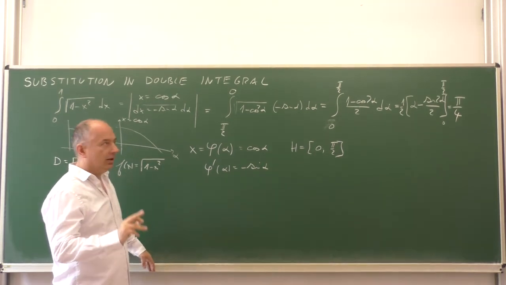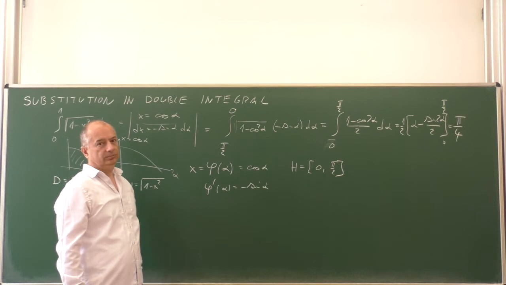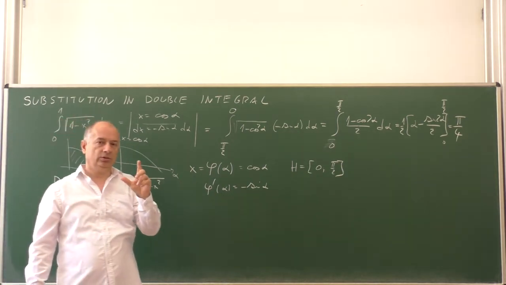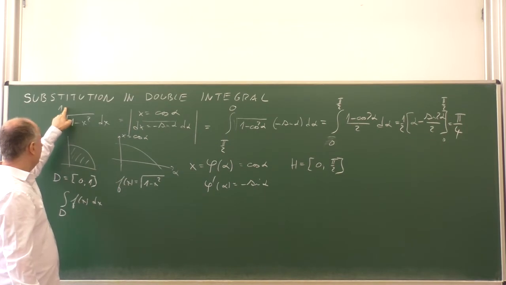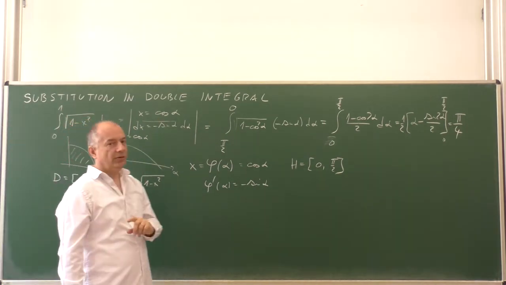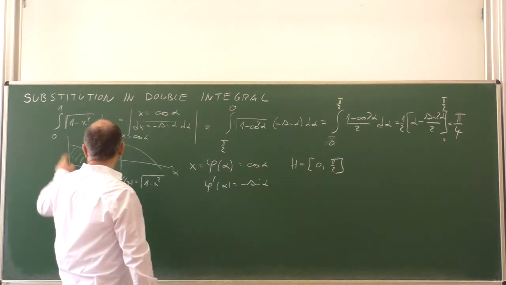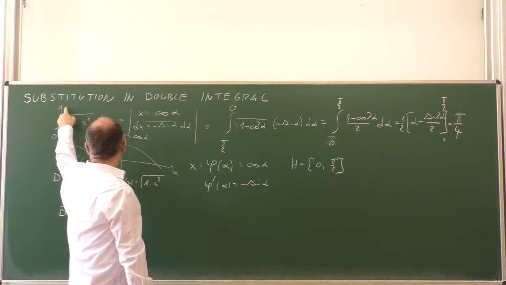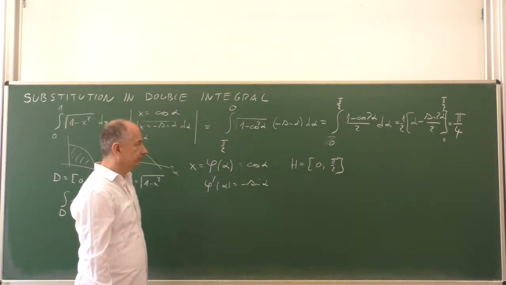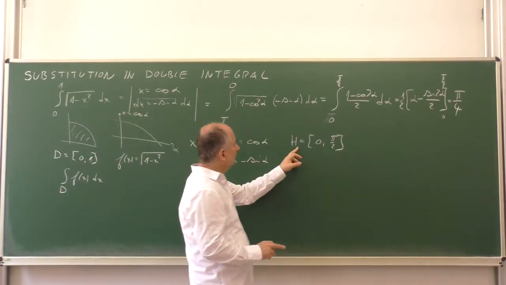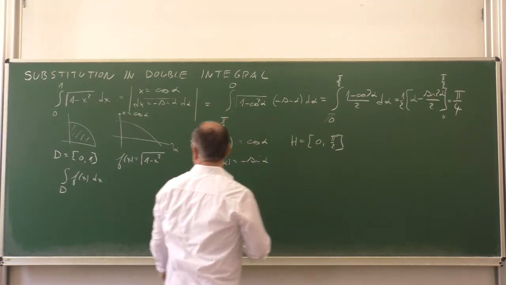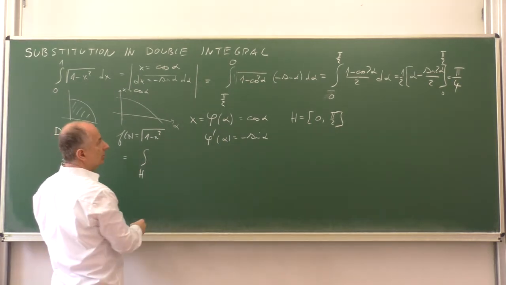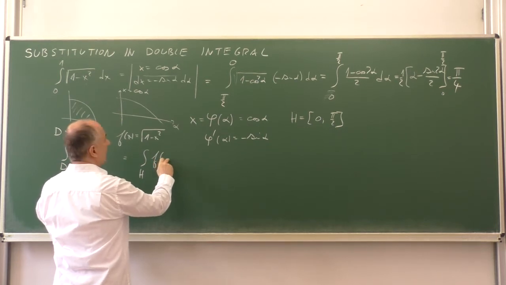note that I have intentionally chosen a decreasing function, because a decreasing function changes how the limits are ordered. Here, 0, the lower limit, is less than 1, the upper limit. If the substitution function is a decreasing function, then the lower limit results in the higher limit for the new integration variable alpha, and the higher limit here results in the lower limit here. But if we denote this interval as H, we can write it as the integral over the interval H of f, but now x is phi of alpha.